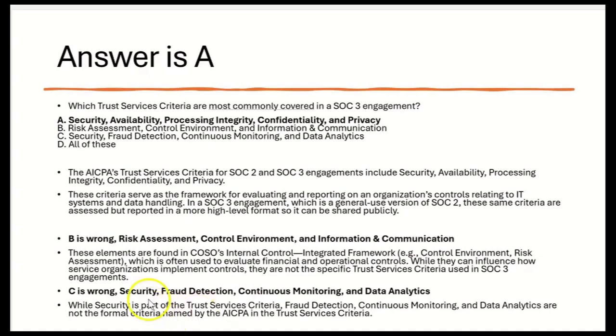framework. C is wrong. Security, fraud detection, continuous monitoring, and data analytics. While security is part of the trust services criteria, the others are not. Fraud detection, continuous monitoring, data analytics, not the formal criteria named by the AICPA in the trust services criteria. And the question asked, which trust services criteria are most commonly covered in the SOC 3? And the answer is A.